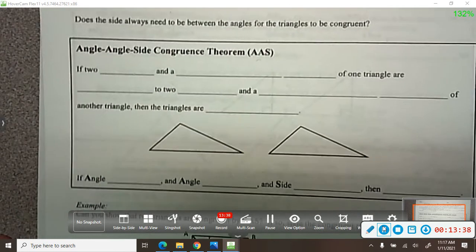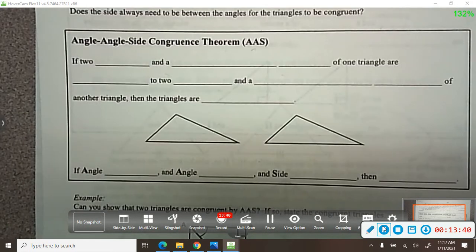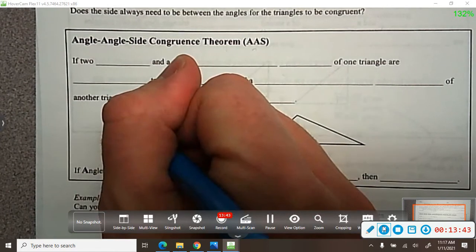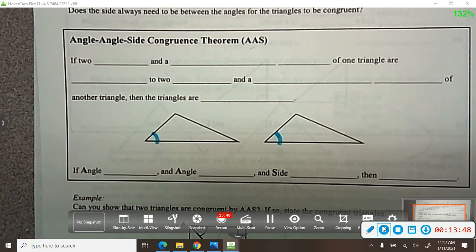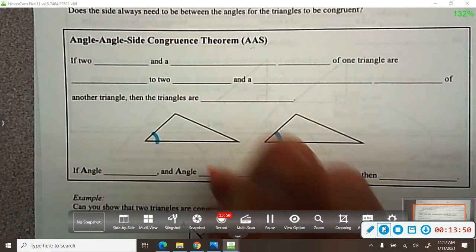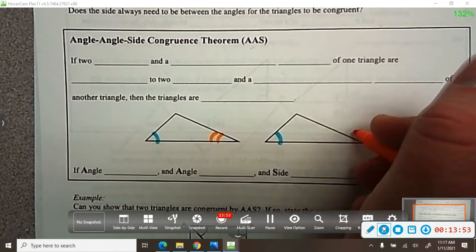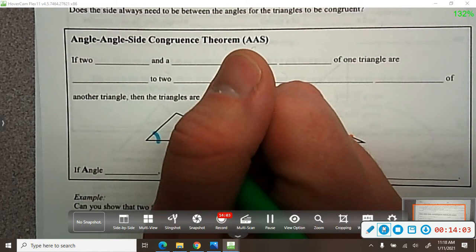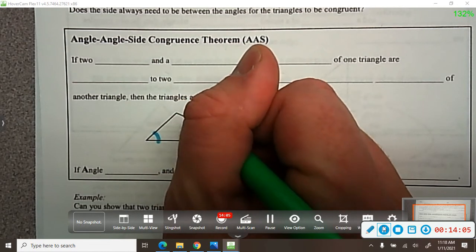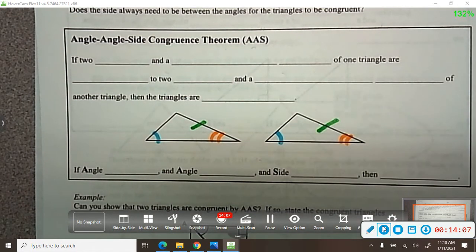And you could probably guess. The next one's angle, angle, side. So if you know an angle is congruent to an angle, and then you know another angle is congruent to another angle, and then you know a side is congruent to a side, notice it is not included, then we can use the angle, angle, side. Okay.